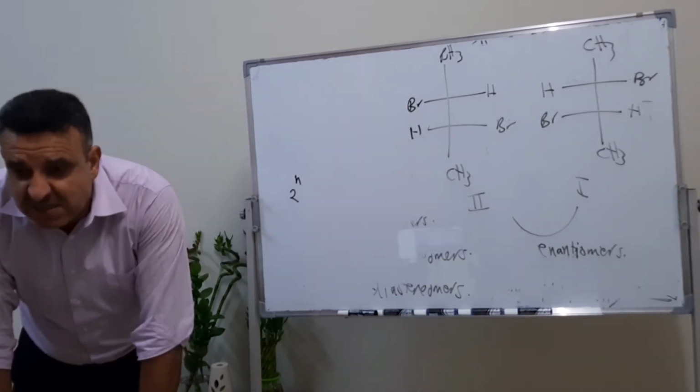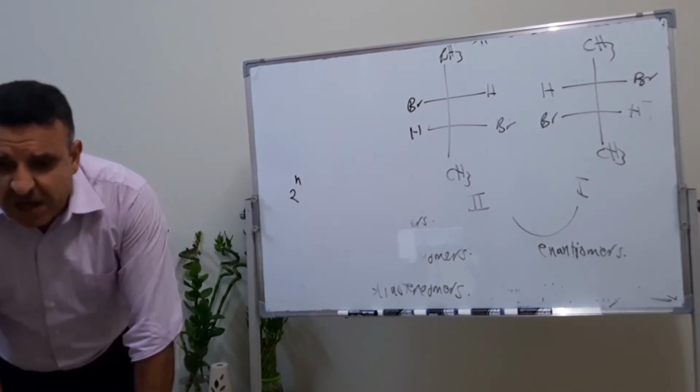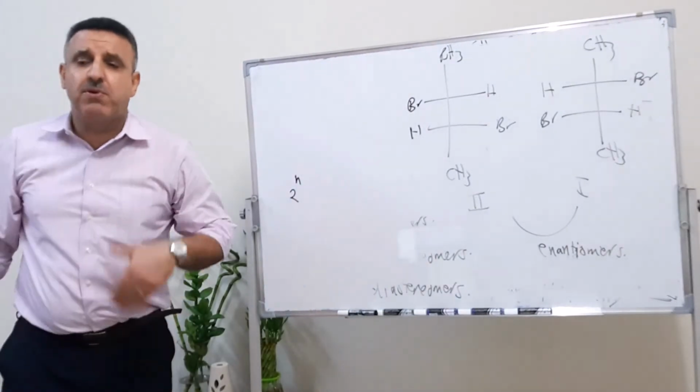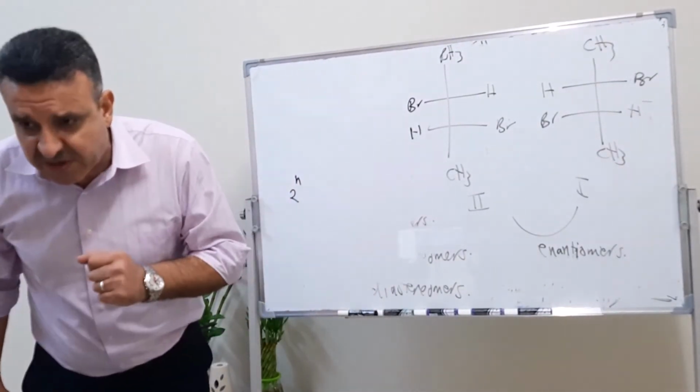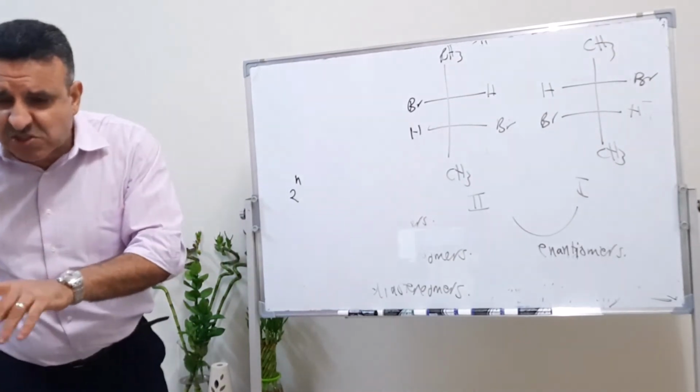When do we have to rotate the structure? And why do we rotate them? It's only a method to prove to ourselves that these two compounds are the same or they are different. That's a very nice question actually.